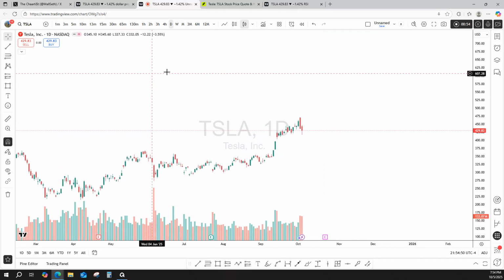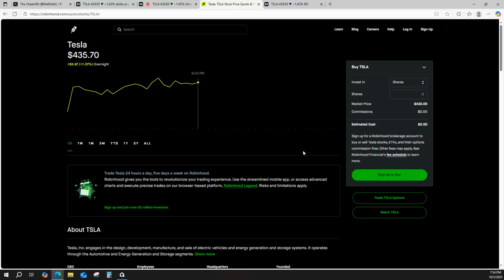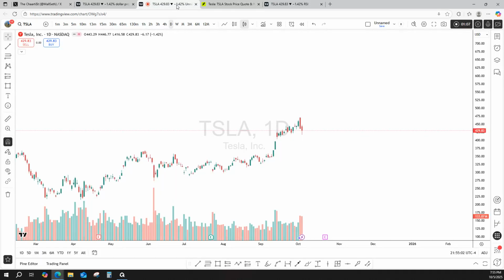Okay, so currently, as you can see, it is 582 up. Currently, overnight trading is going on, and Tesla is 435.62. And let me show you my investment plan for Tesla.